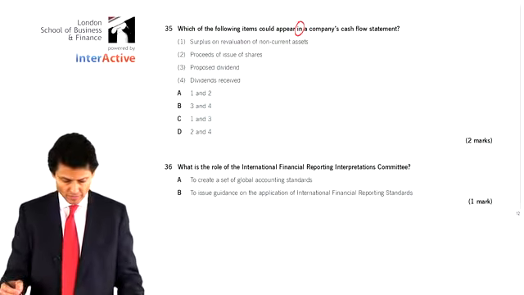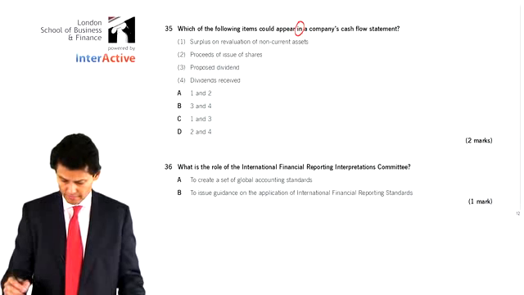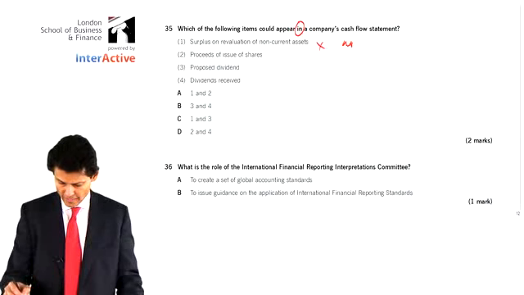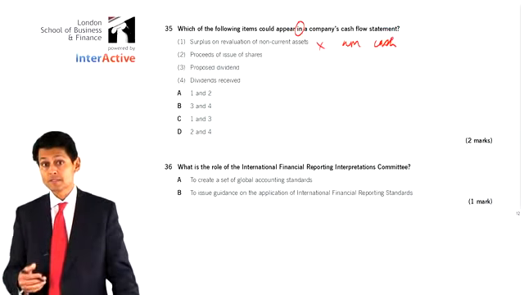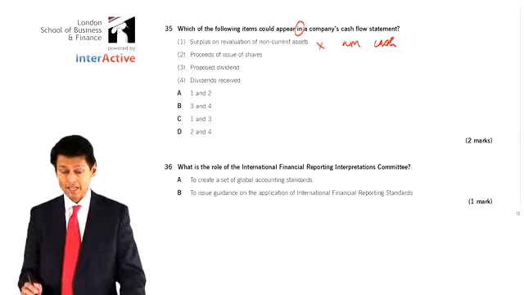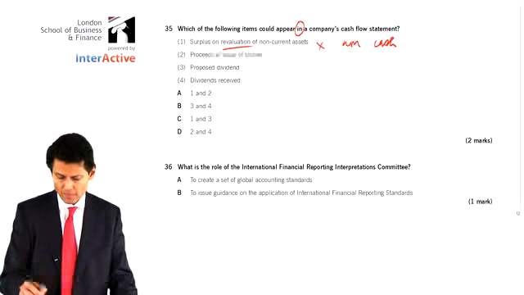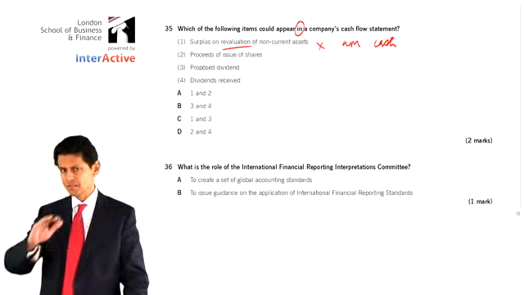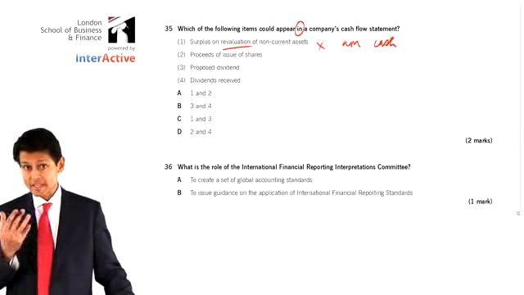Surplus and revaluation of non-current assets, no way, because it's non-cash. Though you might need to take that into account when you're trying to work out the purchases for the year, when you're doing your little workings. But on the face of it, the revaluation, no way. It's non-cash. It's simply a change in value. It isn't cash coming in.